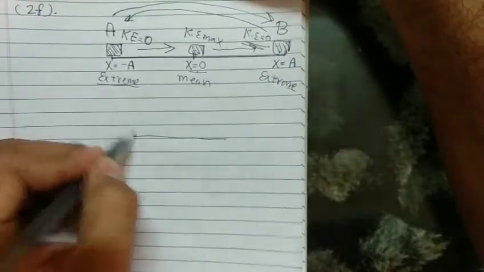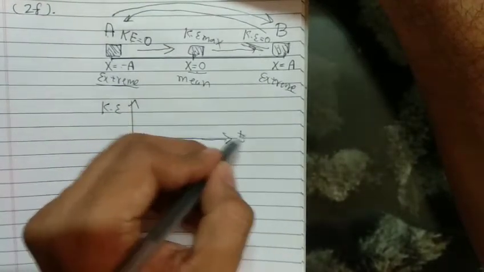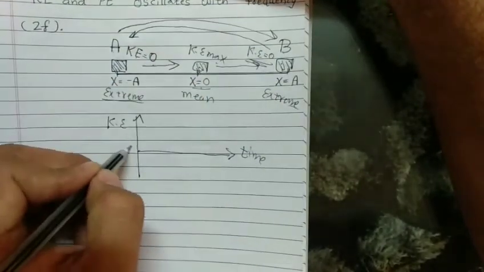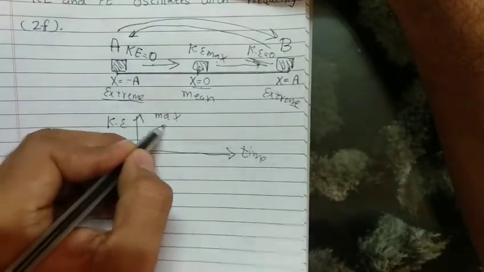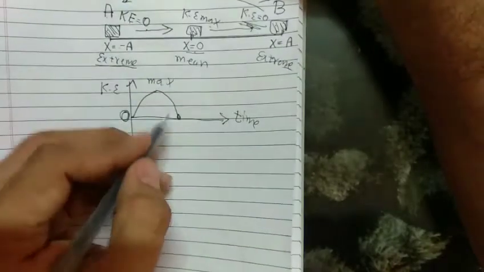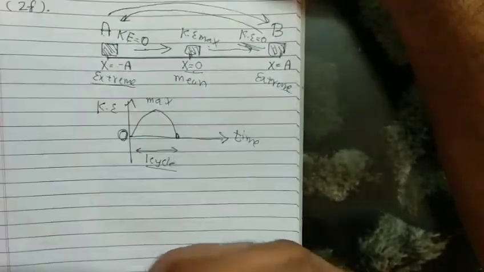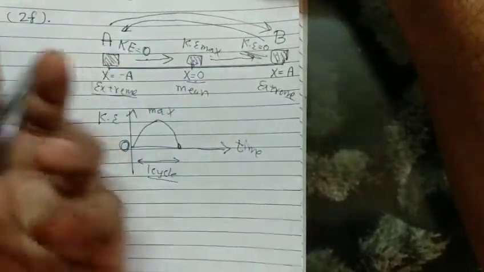Okay, so if I just plot here the graph of kinetic energy versus time, kinetic energy is changing from 0 to max and then max to 0. Can you see this one? This is, suppose, max, and then again 0. So this is one cycle or one oscillation of kinetic energy. Kinetic energy never goes on the negative side. Kinetic energy cannot be negative.